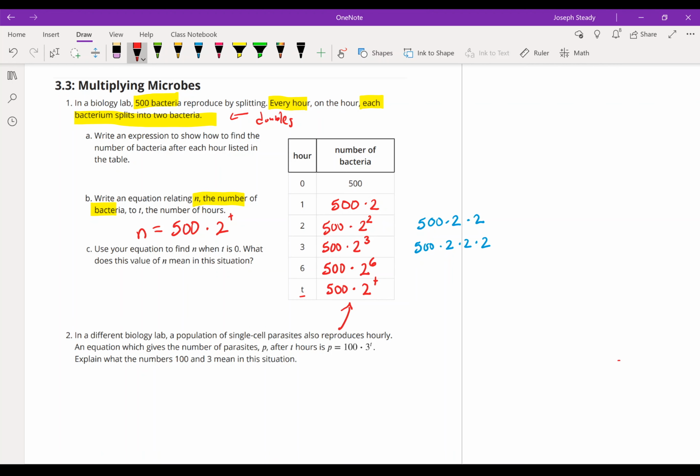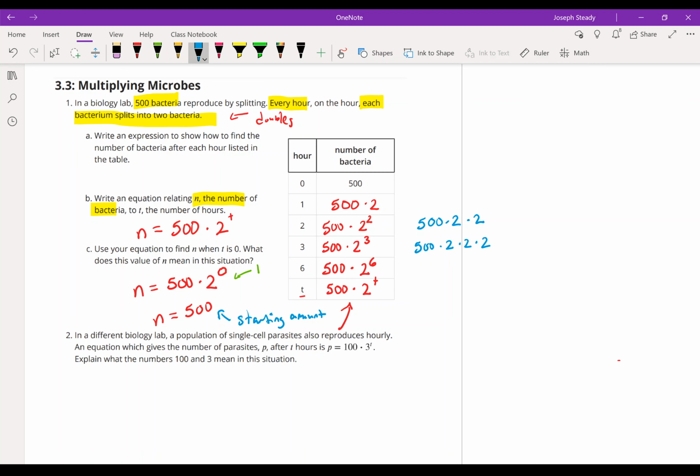And then we can use this equation to find how many bacteria there are, to find n, when t is 0. So let's try that. N equals 500 times 2 with an exponent of 0. Well, we saw earlier in the lesson that 2 to the 0, or anything to the 0, is just 1. So this means that n is 500. Well, what does that mean in this situation? That is the starting amount. That is how many microbes there were, or how many bacteria there were at the beginning.